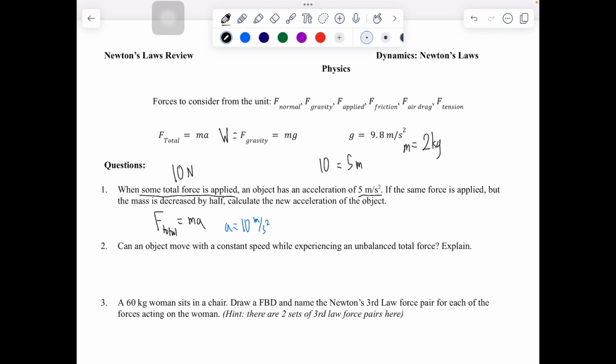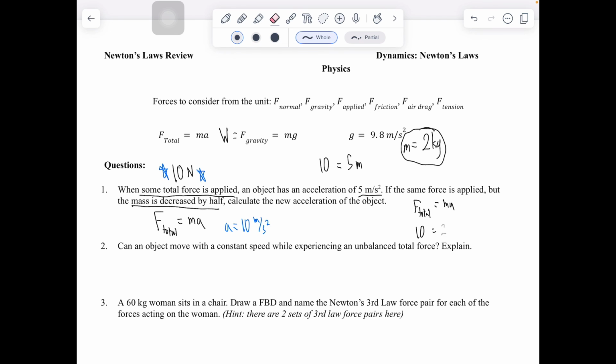The situation that we just made up, where we said, okay, imagine this is 10 newtons. Then we can go ahead with this mass and do that same equation again. We're applying the same force. It's still 10. In our original situation, our mass was 2. But now, the mass is decreased by half. So this should be 1. We could solve for the acceleration. Lo and behold, that acceleration is 10. It's the same answer, just a different way to get it.